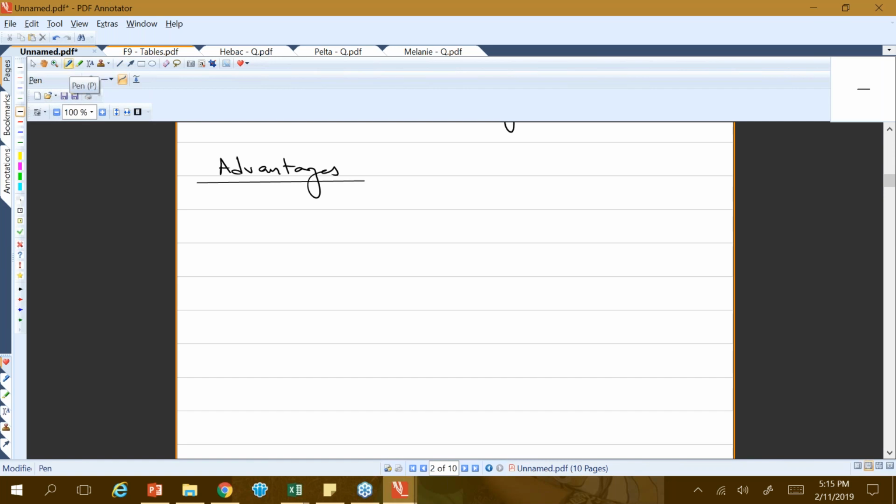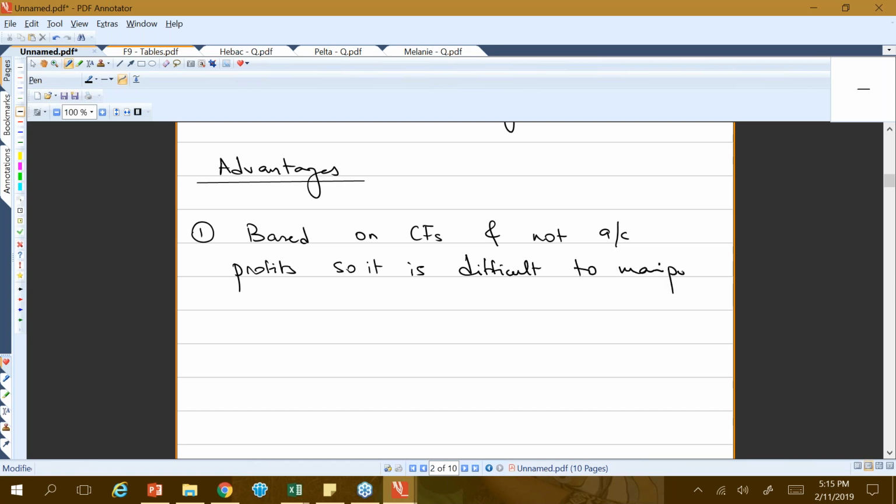The first advantage that we can bring out on NPV is that it is based on cash flows and not accounting profits. So it is difficult to manipulate. So cash accounting is difficult to manipulate as compared to the accounting profits. Number 2, evaluates entire life of the project. So a decision based on NPV considers the entire life of project, just not few years. So in that sense, it is a really good measure. It's a long-term measure. Thinks of the overall life of the project.